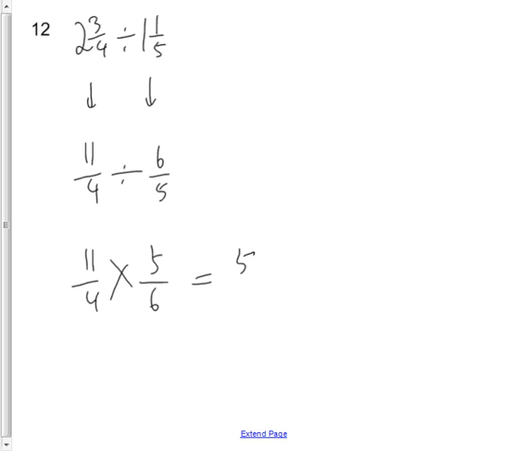Multiply the numerators to get 55. Multiply the denominators to get 24. That is 2 and 7/24. That's the answer.